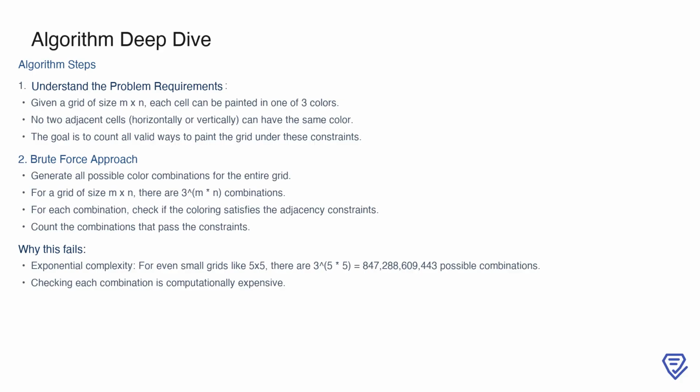However, this approach quickly becomes infeasible due to its exponential complexity. For example, even a modest grid size of 5 by 5 leads to over 847 billion combinations. Checking each of these combinations is computationally prohibitive, so we need a more efficient approach to tackle this problem.